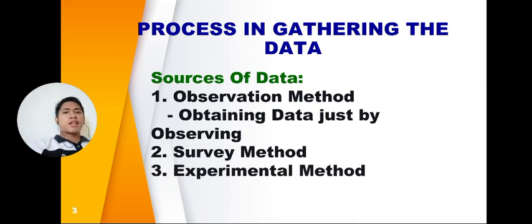Next, we have the experimental method. This experimental method is usually used in the fields of science and medicine, because they will be experimenting to see which is better. For example, this animal will be given this serum, and this second animal will be given that serum, to see which of these medicines will be more effective, depending on the dosage and the type of animal. But the experimental method is not limited to medical fields.